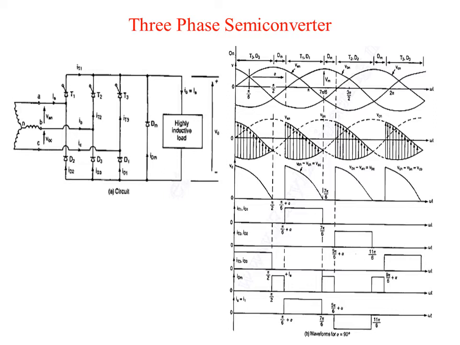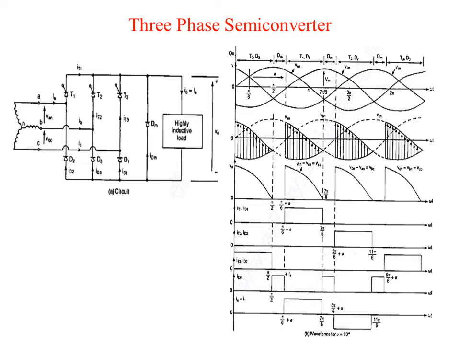thyristor T1 and diode D1 conduct, and line to line voltage VAC appears across the load. At omega t is equal to 7 pi by 6, the line voltage VAC starts to be negative, and here the freewheeling diode denoted by DM starts to conduct. The load current continues to flow through freewheeling diode DM and thyristor T1 and diode D1 are turned off.